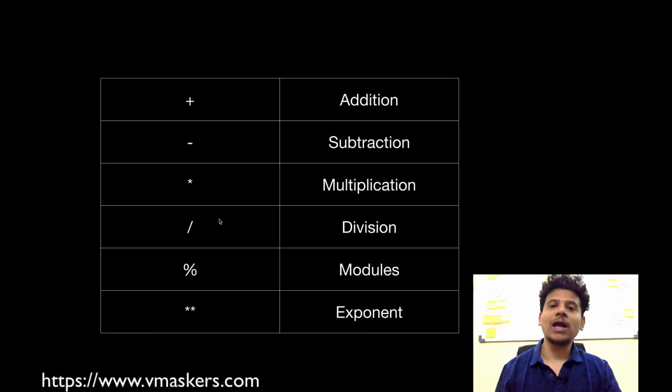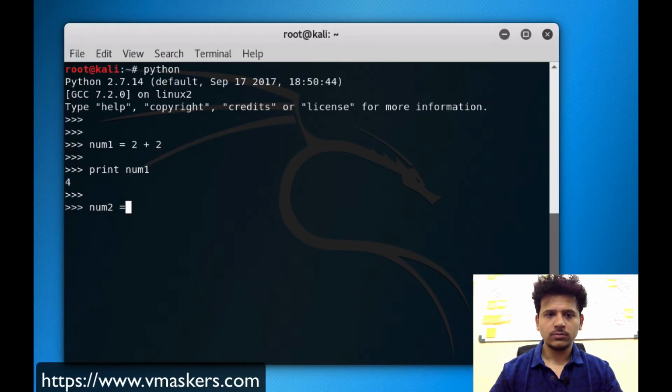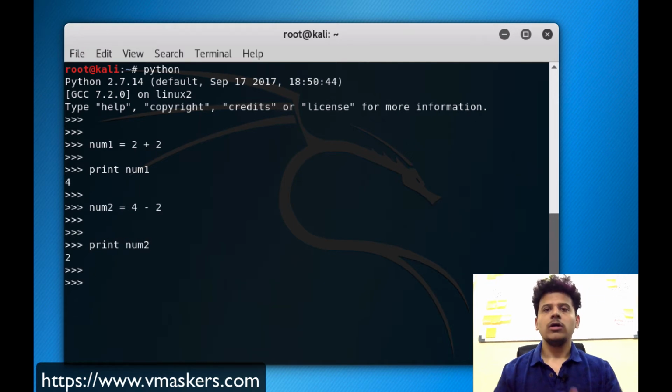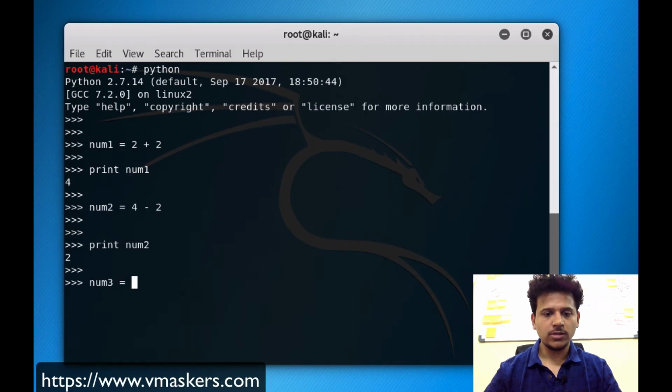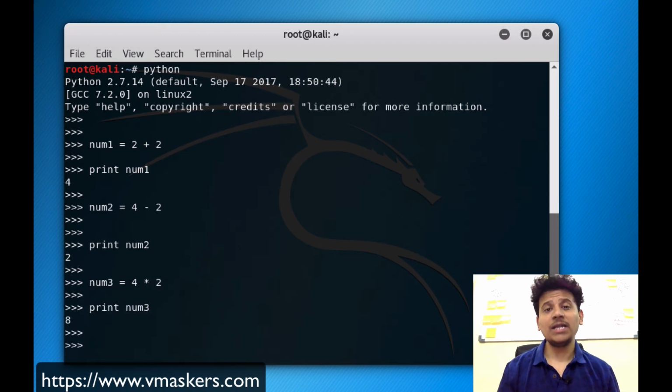Let's look at the subtraction operator. Print num2. It subtracts the value of the right side operand from the left side operand and stores the result into the variable. Now let's look at the multiplication operator. num3 = 4 * 2. Let's print num3. It multiplies the values and stores the result into the variable.